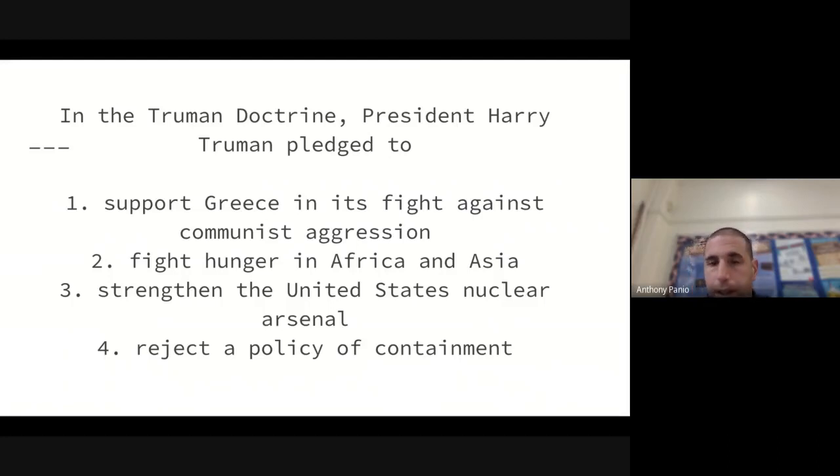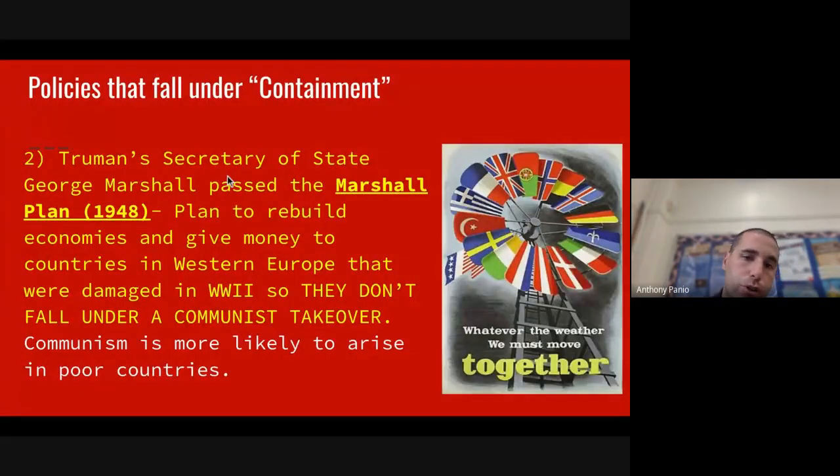Okay? So after the Truman Doctrine, a year later, we're going to take it a step further. So still under the policy or the umbrella of containment, we're going to look at something called the Marshall Plan. This is a law that was designed not by Harry Truman, but by someone in his cabinet, the Secretary of State. So take a minute and copy this down.